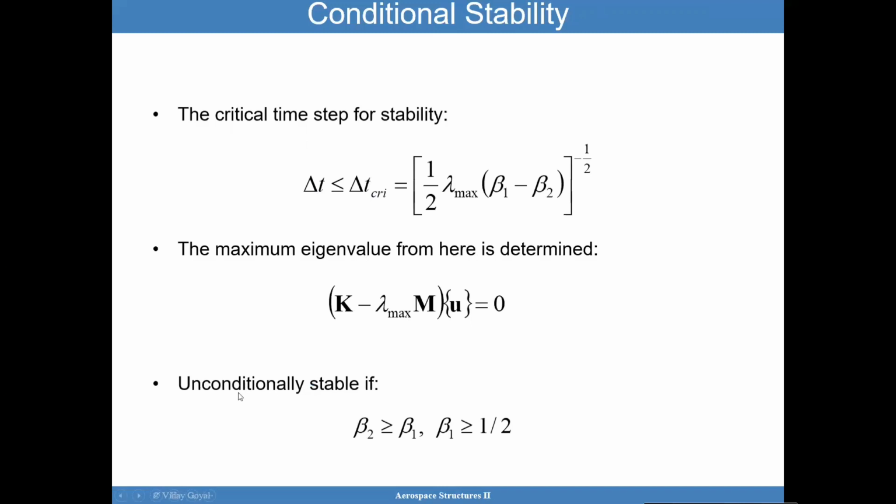You're going to have unconditionally stable if beta 2 is greater than beta 1 and beta 1 is greater than 1/2. So I won't go into the mathematical theory of this because that's not really what I want to accomplish today. And again, I have a YouTube video that goes into a lot of detail on this.